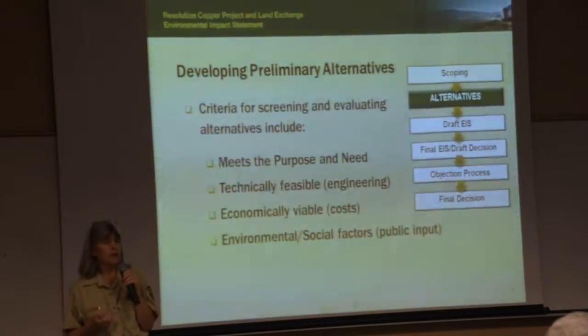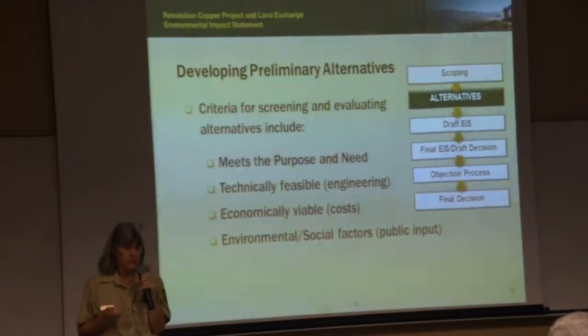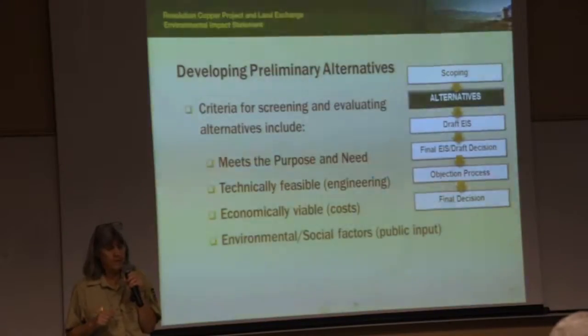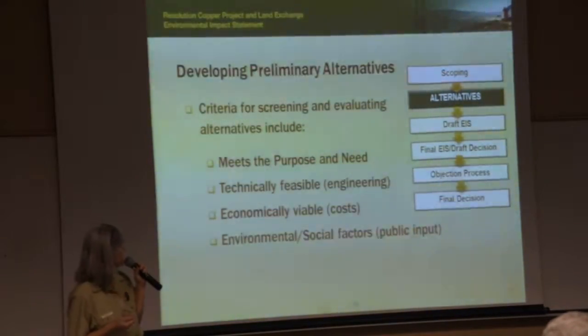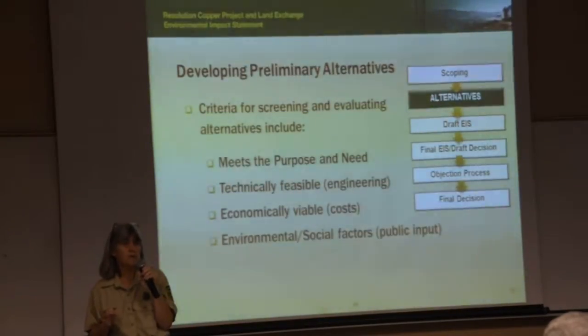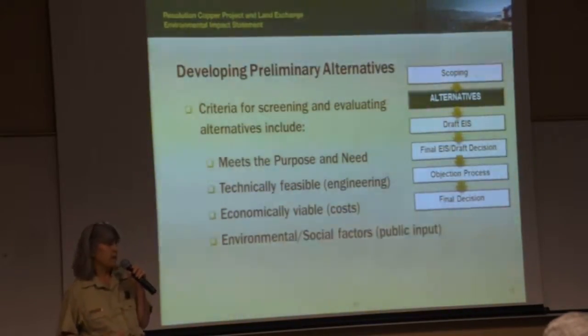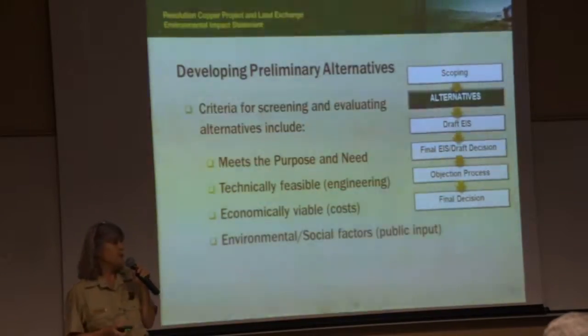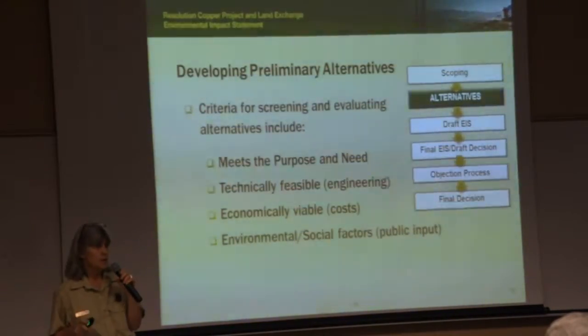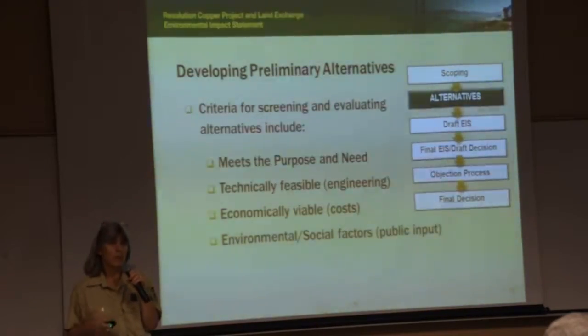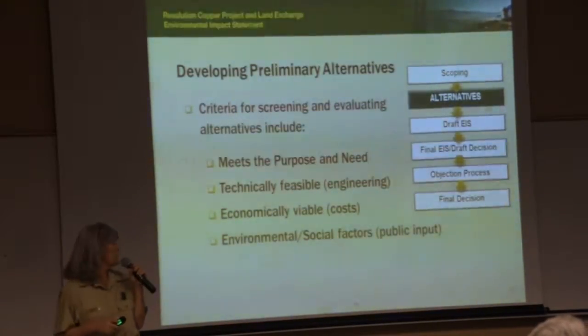So when we're developing preliminary alternatives, we do get guidance on the federal regulations and then from the Council on Environmental Quality. And so these criteria that we're talking about for screening and evaluating alternatives fall into these 4 categories. Again, we need to be meeting the purpose and need. We also have to consider, from an engineering standpoint, that they need to be technically feasible. And so there's a lot of calculations and design aspects where the numbers are crunched, and we have to run it through and make sausage with it.